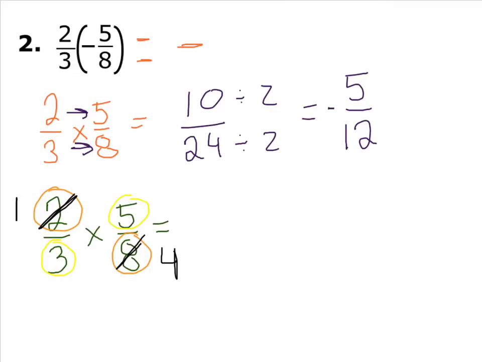And now we multiply straight across, just like we were a moment ago. 1 times 5 is 5. 3 times 4 is 12. Look at that. I got the exact same thing as I did up here, except I didn't have to divide by 2. Now either way I'll get you the correct answer, so you don't have to do this if you're uncomfortable with it. Alright, let's take a look at our next one.